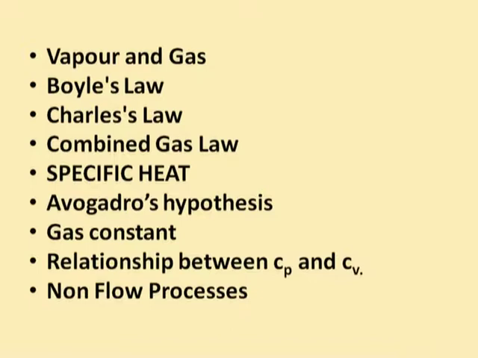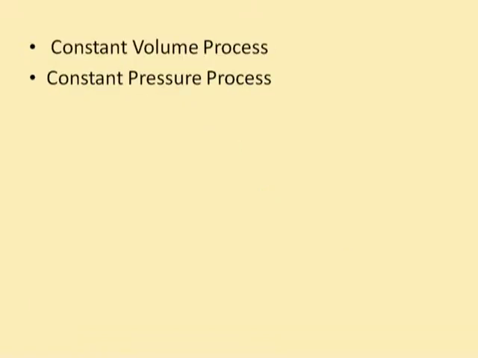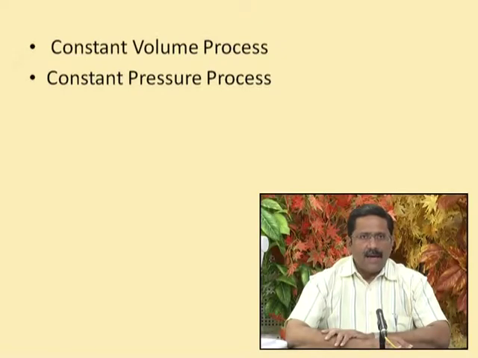Then we started the non-flow process, where there is no mass interaction across the boundary of the system. Under this non-flow process, we have already studied the constant volume process and the constant pressure process. In a constant volume process, the volume remains constant; in a constant pressure process, pressure remains constant. These two processes we have studied in the context of how they look on the PV diagram.